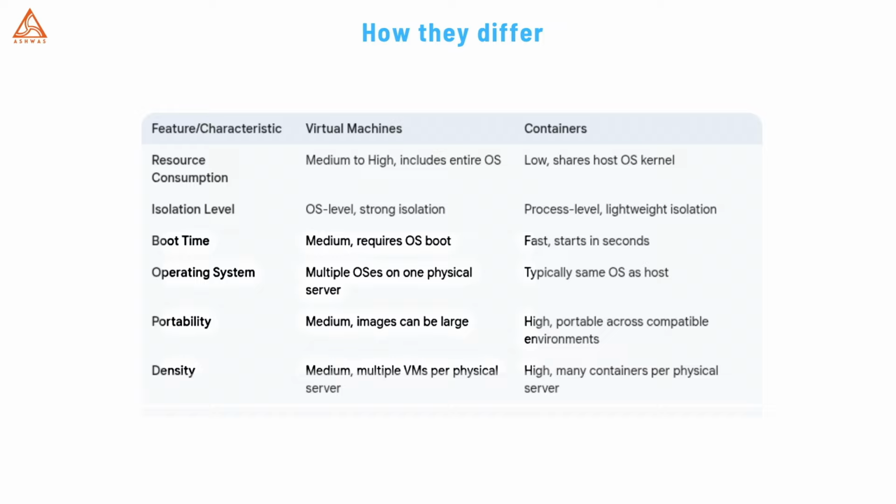Let's go through some of the features, like resource consumption. In case of virtual machines, it is medium to high because typically it includes the entire operating system. In case of containers, the resource consumption is low given it is sharing the host kernel. Isolation level, again, very strong in case of virtual machines, given it is at OS level. Each and every virtual machine carries its own operating system. In case of containers, given the isolation is at process level, it's kind of a lightweight isolation.